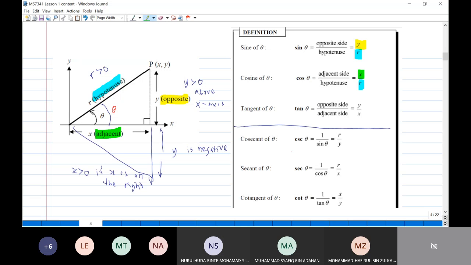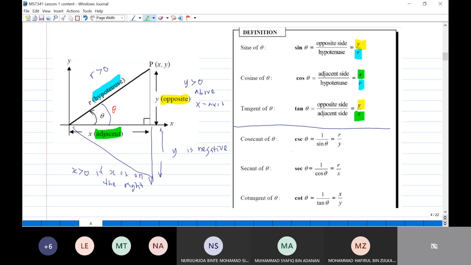And then the tangent theta is y over x. So y over x is actually y is yellow, then x is green. This is how people define sine theta, cosine theta, tangent theta for a right angle triangle. There must be a 90 degree there, and then you can use this.